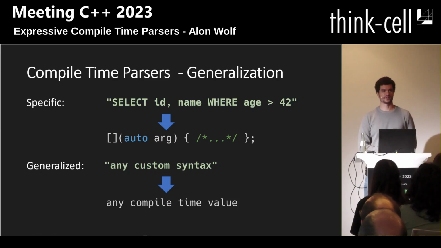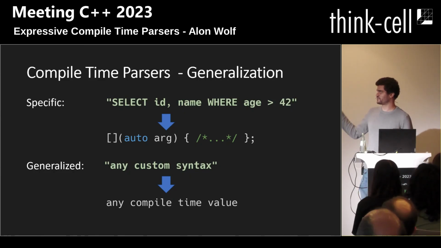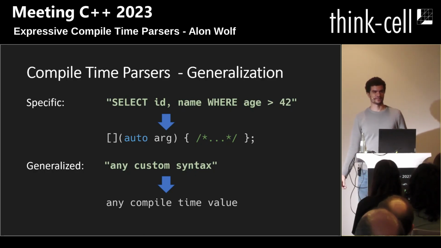Okay, so let's generalize what we've just seen. In this example, we used a compile time parser to convert SQL syntax into a function, or more specifically, a lambda. But the general case for compile time parsers is that we can use them to convert any custom syntax into any compile time value. Is something like this even possible? Well, spoiler alert, the answer is yes, and by the end of this talk, you will know how.